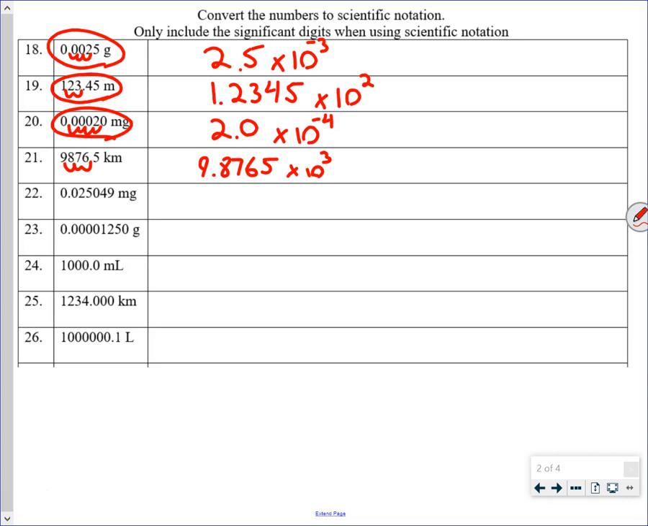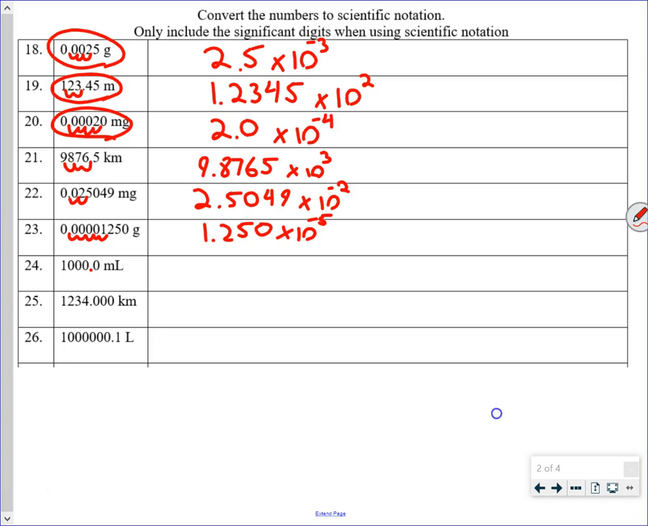The next one, I go 1, 2 places to move my decimal behind my first number, rewrite it, 2.5049 times 10 raised up to the power of how far I moved, 2, and this is negative because my original value is less than 1. The next one, I'm going to move 1, 2, 3, 4, 5 places, 1.250 times 10 to the 5, and my original number is less than 1, so this is negative.